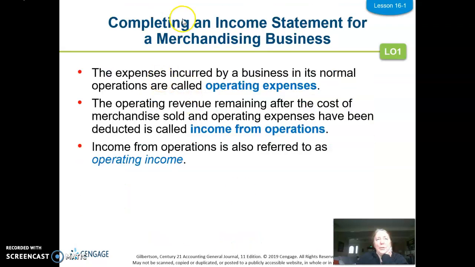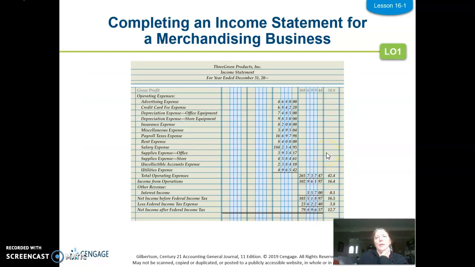So then, to complete the income statement, there are things called operating expenses. That's all our expenses that we incur in our normal form. So for rent and advertising, utilities, all those kinds of things. And then the revenue remaining after cost of merchandise sold and OPEX or operating expenses is income from operations, also known as operating income.